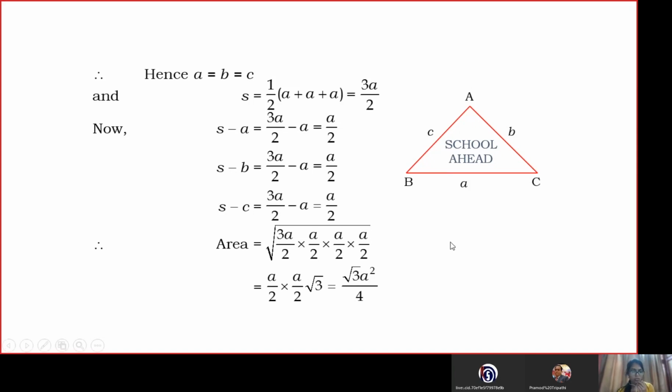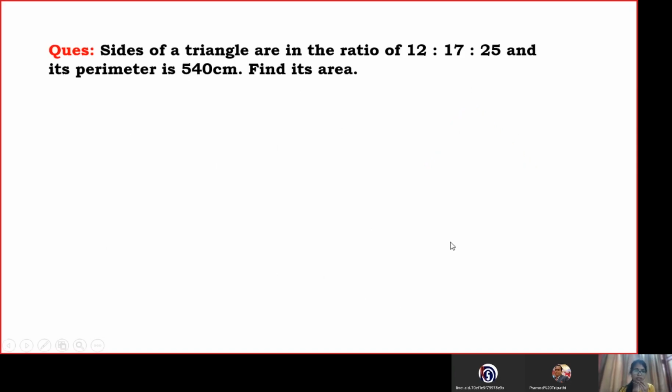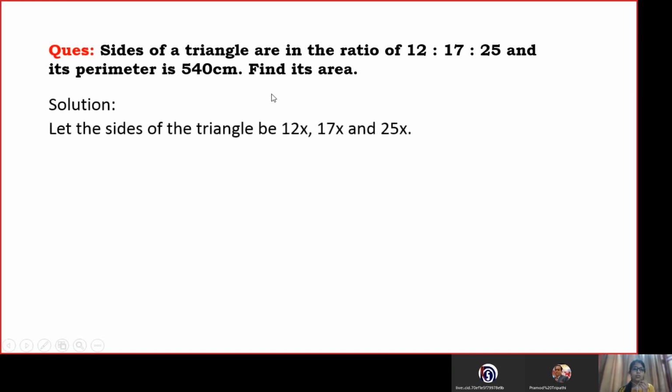Moving on to one more question of Heron's formula. Now, when we are given the sides of a triangle in terms of a certain ratio, we've been given the sides as 12:17:25 and the perimeter is 540 centimeters. We need to find the area. Just assume the sides in terms of a common ratio x. Whenever the sides are given in a ratio, you have to assume them as 12x, 17x and 25x.